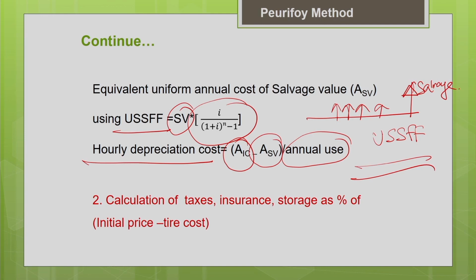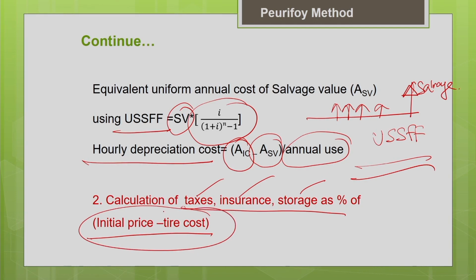Now you calculate the other components of the ownership cost, which are nothing but your taxes, insurance and storage. They are calculated as a percentage of the initial price minus the tire cost. So you can calculate it. In the earlier Caterpillar method, I hope you remember, when you adopt the average value method, you have to take all the taxes, insurance and storage as a percentage of the average value of the machine. Here we are considering it as a percentage of the initial price of the machine.